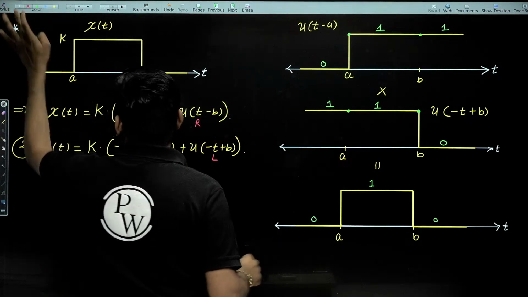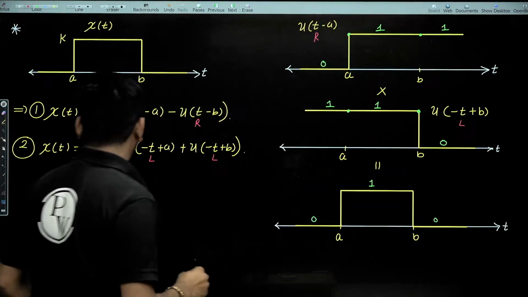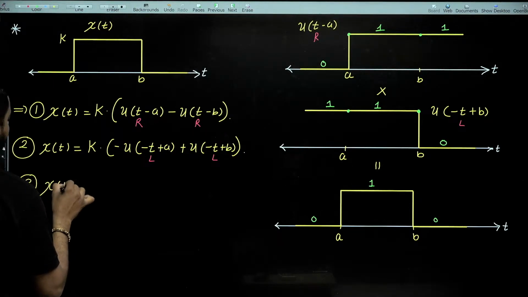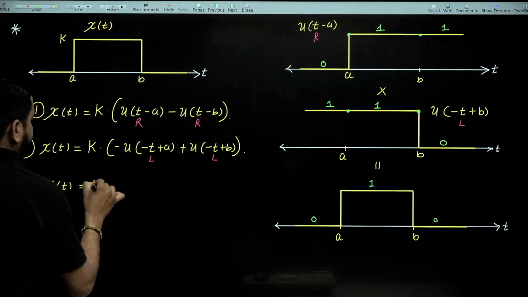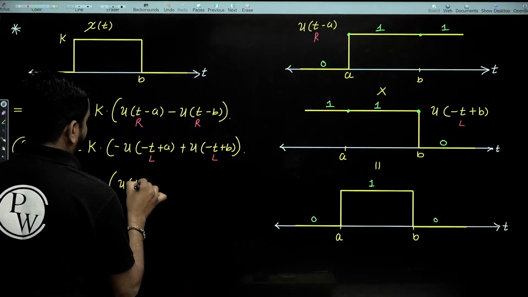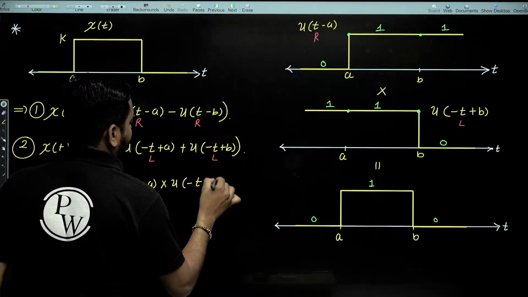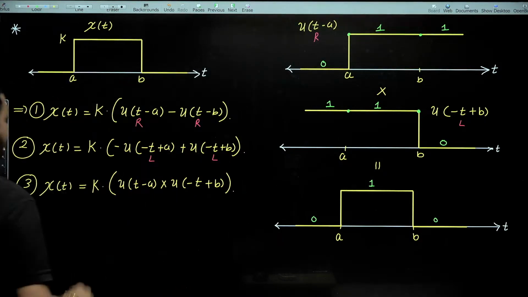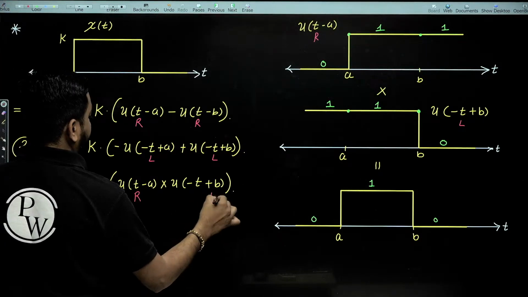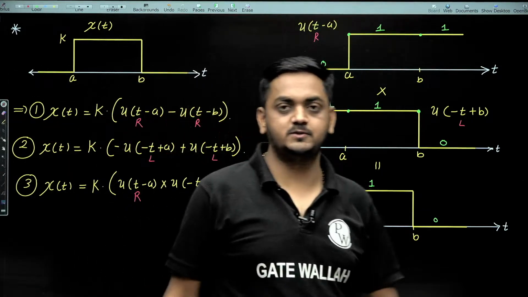So this is right sided signal, left sided signal. Here is the third representation, the mathematical representation. Here A is amplitude, so bracket u of t minus a into u of minus t plus b. So these all are correct. This is the right sided and this is left sided. This is very much important.